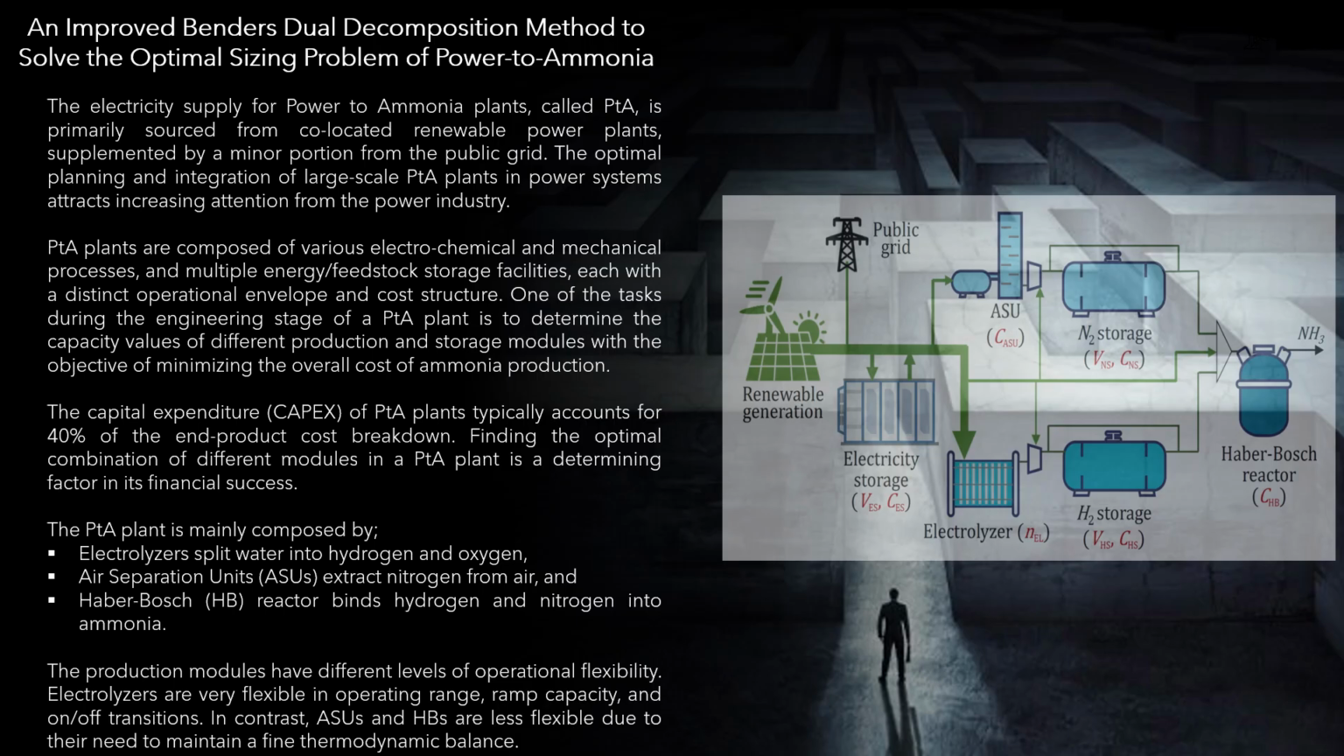The TA plant is mainly composed of electrolyzers that split water into hydrogen and oxygen, air separation units, ASUs, that extract nitrogen from air, and a Haber-Bosch, HB, reactor that binds hydrogen and nitrogen into ammonia. The production modules have different levels of operational flexibility. Electrolyzers are very flexible in operating range, ramp capacity, and on/off transitions. In contrast, ASUs and HBs are less flexible due to their need to maintain a fine thermodynamic balance.